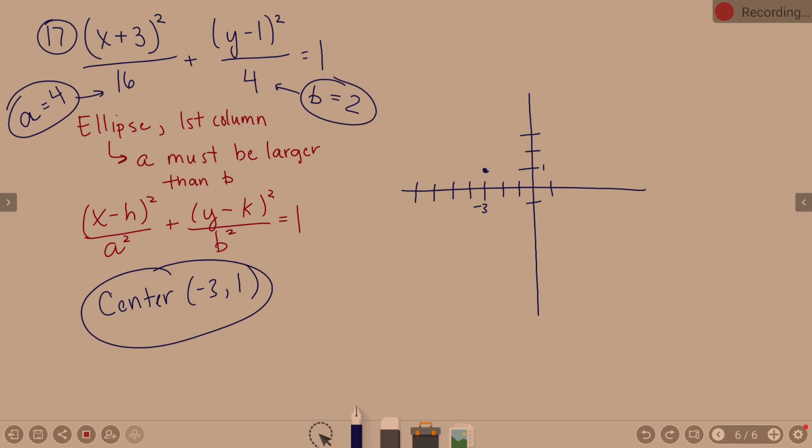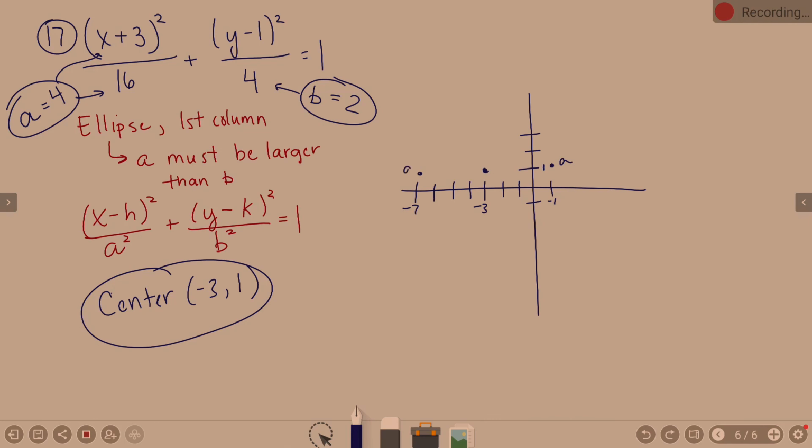A is under which axis? Or A is under which variable? A is under the x variable. Which way do x's go? X's go left and right. So A is going to go 4, and that's going to be 4 right over to negative 1, and 4 left over to negative 7. Those are my A values.